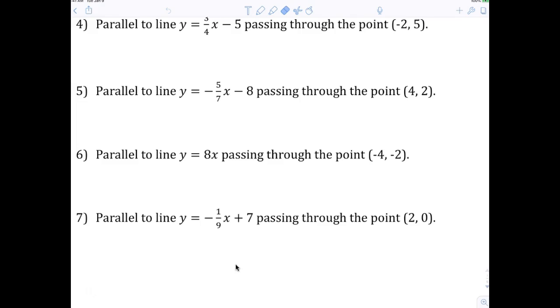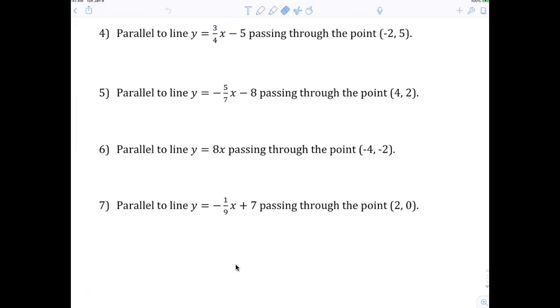I'm on question number 5. We're skipping down to number 5. I'm trying to write the equation of a line that's parallel to y = negative 5/7 x minus 8 that passes through the point (4, 2). Last week I told you in order to write the equation of the line, I need 2 things. What 2 things do I need?